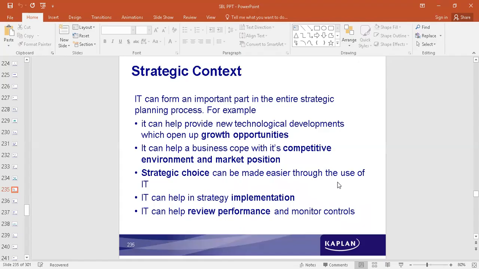See, IT can form an important part of the entire strategic planning process. So, what is IT? Information technology. Don't give me that answer. But what is information technology? What is information system? You did learn. You learned this concept of IT and IS in PM, the performance management paper.